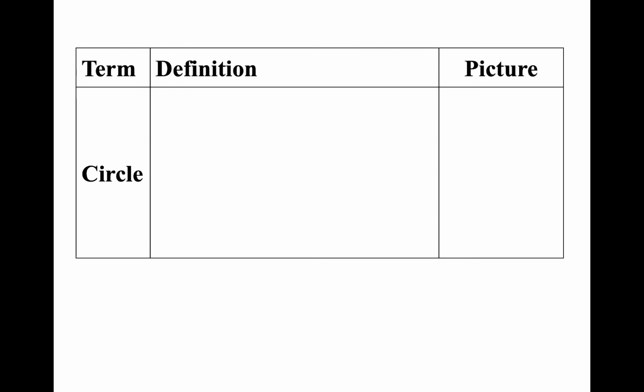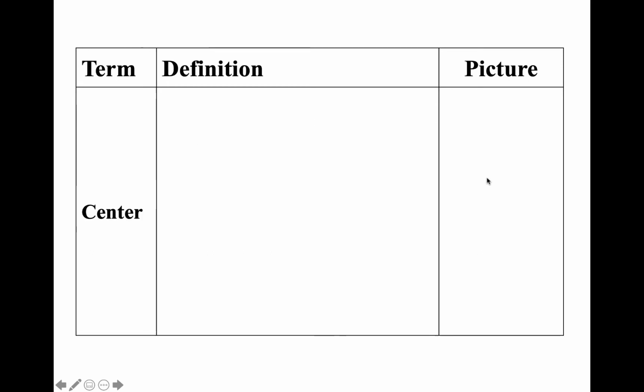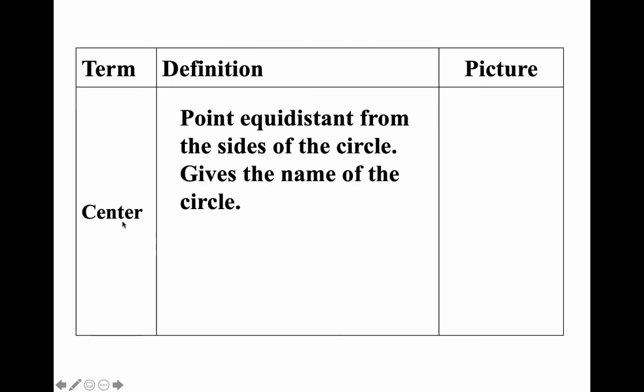The definition of a circle is the set of all points in a plane that are equidistant from a given point. So notice that all of the points that are on the circle are the same distance from the center. Speaking of the center, the center of the circle is the point that's equidistant from the sides of the circle. It also gives the name of the circle. So if I have the center here and give it the letter P, I would call this circle P.